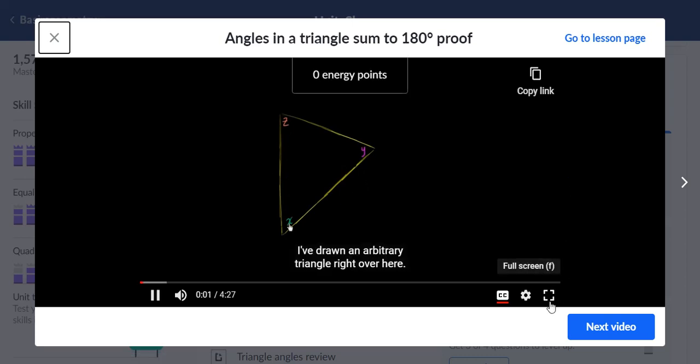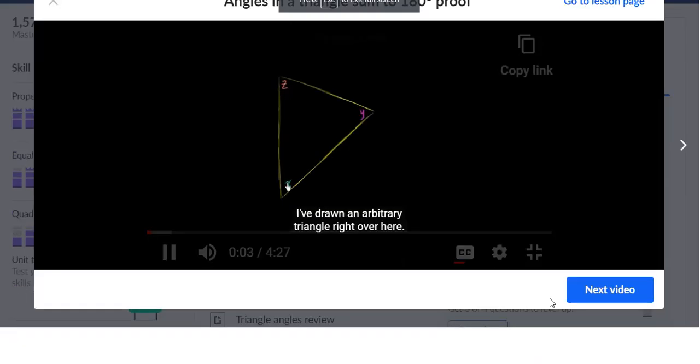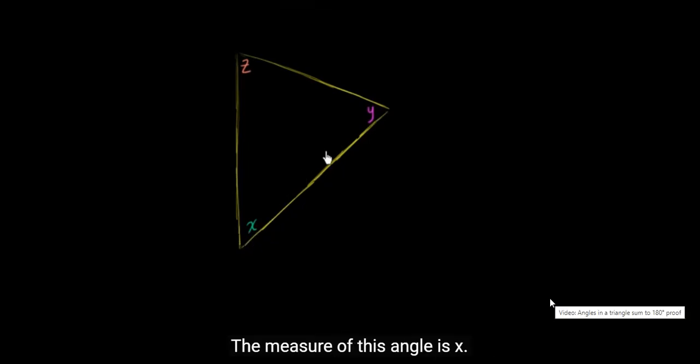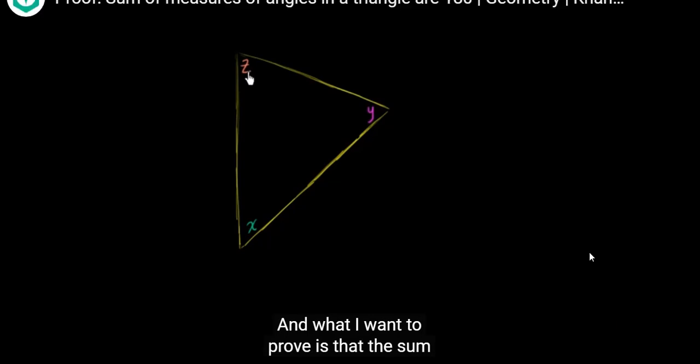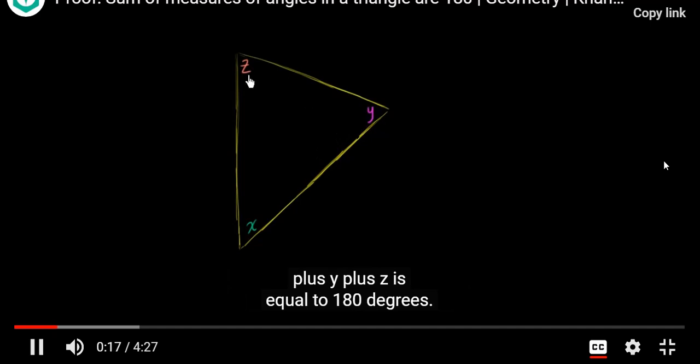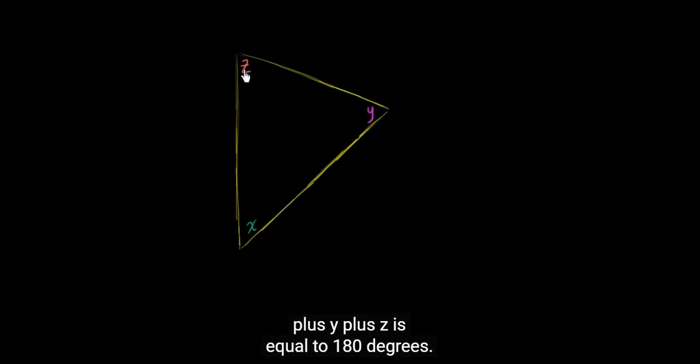I've drawn an arbitrary triangle right over here, and I've labeled the measures of the interior angles. The measure of this angle is x, this one's y, this one is z. And what I want to prove is that the sum of the measures of the interior angles of a triangle, that x plus y plus z, is equal to 180 degrees.